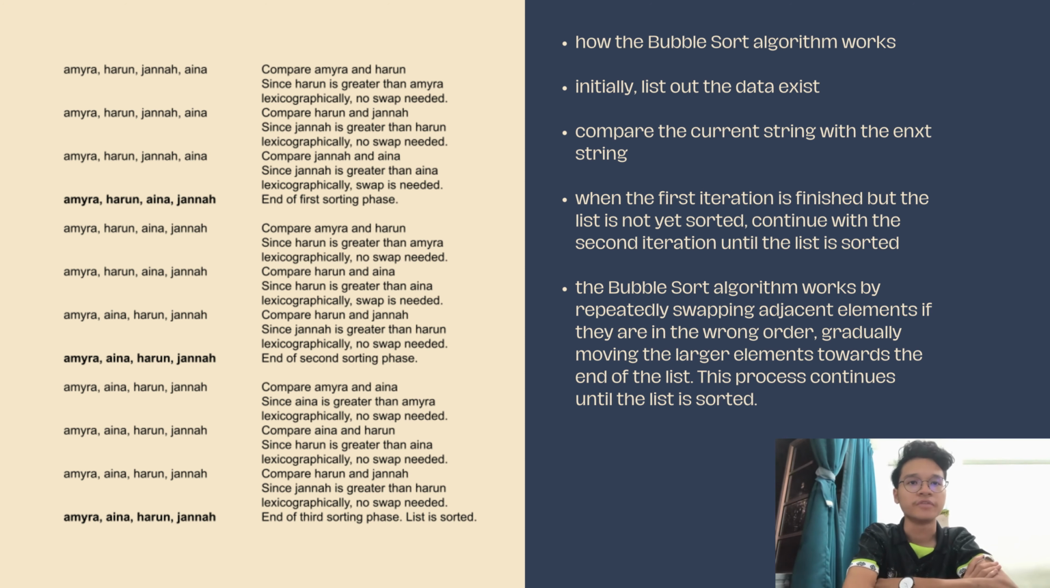The third sorting phase: Amira, Aina, Harun, Jannah. The first step is to compare Amira and Aina. Since Aina is greater than Amira lexicographically, no swap is needed.